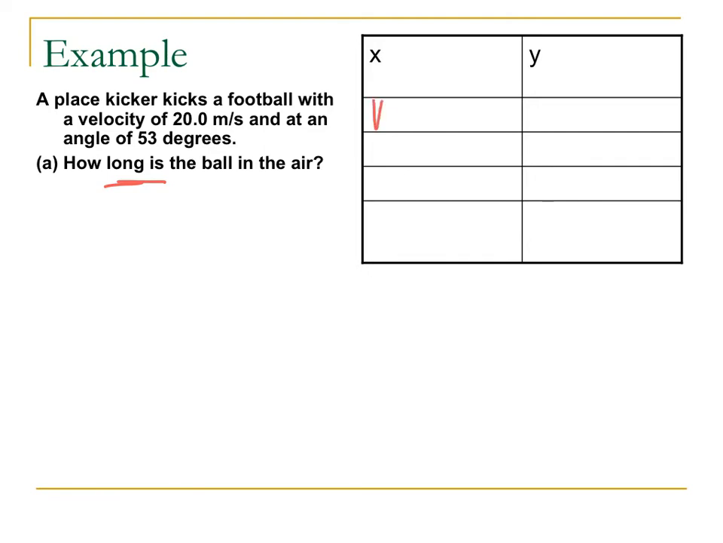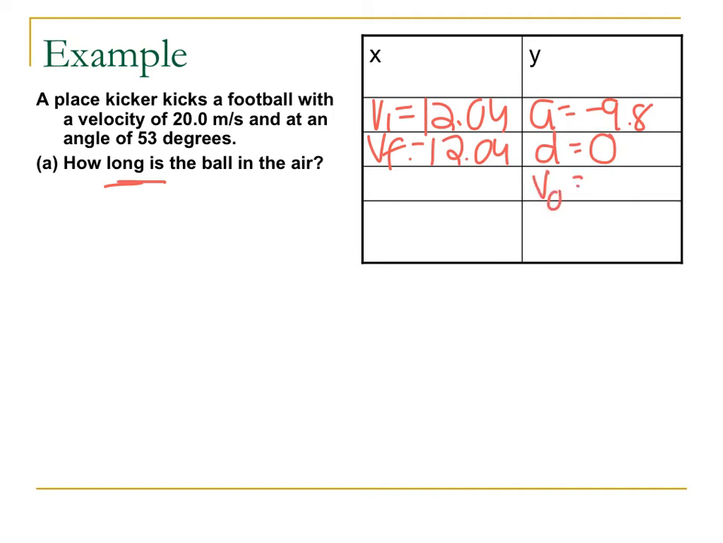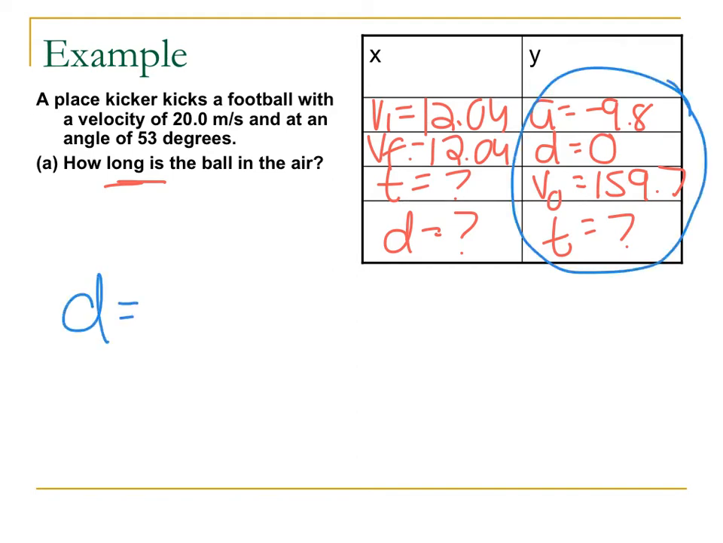So in my x direction, I have an initial velocity and a final velocity that stays constant. My y direction, before I even get started, negative 9.8 for acceleration, my distance equals 0. I also know my initial velocity, which is 15.97. I am looking for time. All right, so I'm going to use the equation for these variables on this side. D equals 1/2 AT squared plus V0T.